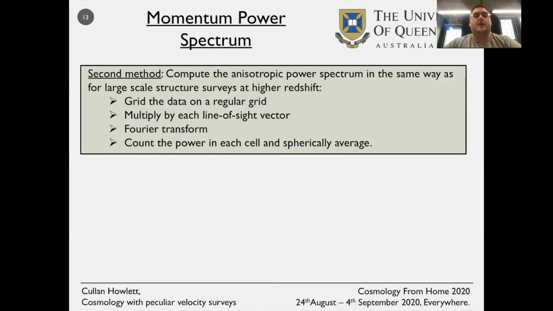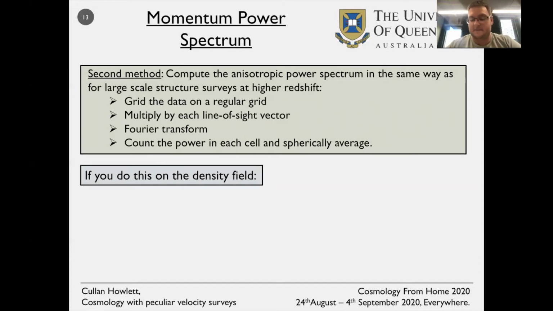The second method we can use is to actually look at the clustering, measure the clustering, make a plot and then fit it. So this is a way of measuring the power spectrum. What you do is you take your velocities, you grid them, you multiply by the line of sight vectors, and you Fourier transform. And then once you've taken that Fourier transform, you can count the power in each cell of your grid, and you can spherically average. So this is a standard technique for calculating a power spectrum.